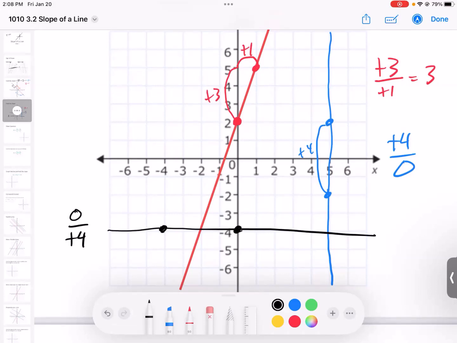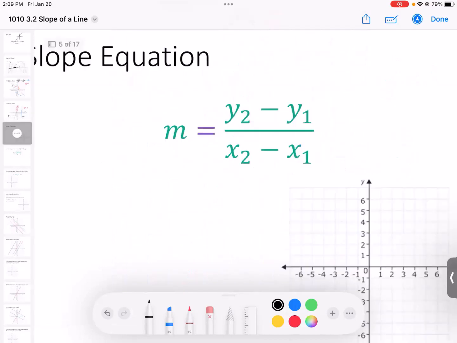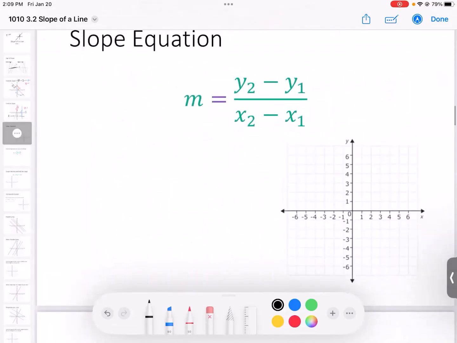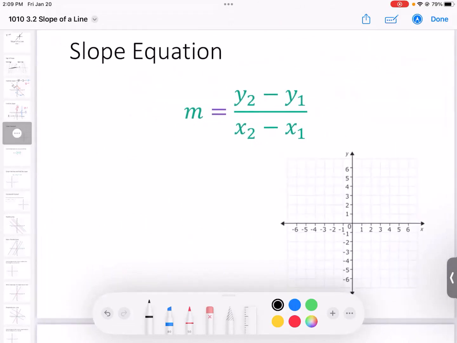If it's perfectly straight up and down, then it will have no slope, or the slope doesn't exist. All right, so another way that you can find the slope is with this slope equation. So you may have seen this before.